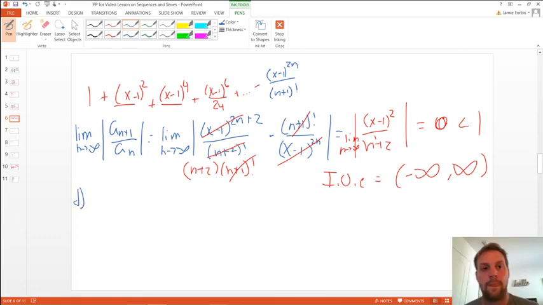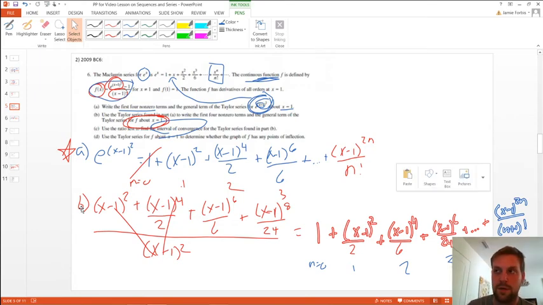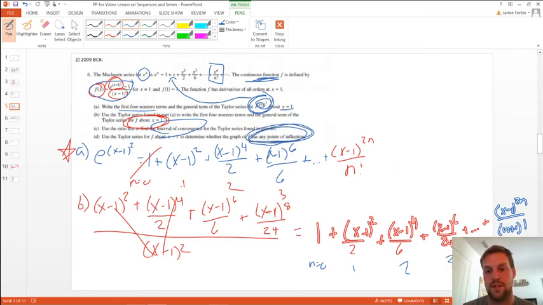D says, let's go back together. D says, use the Taylor series for f about x equals 1. So what I found in part B here, to determine whether the graph has any points of inflection.